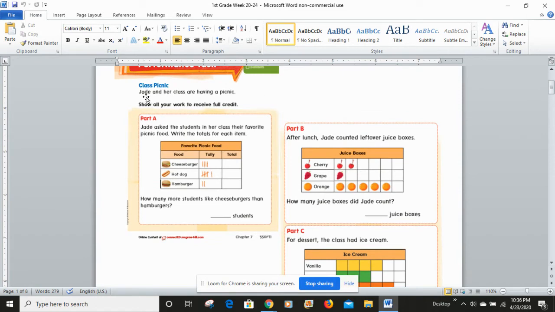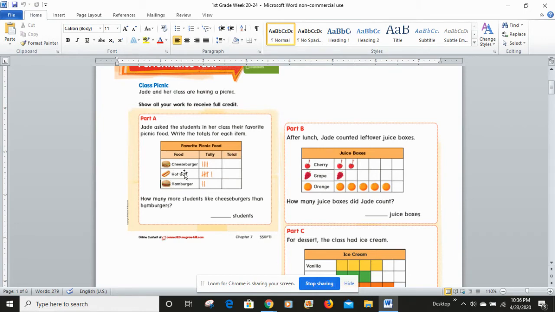It says, class picnic. Jade and her class are having a picnic. Show all your work to receive full credit. Part A. Jade asked the students in her class their favorite picnic food. Write the totals for each item. You can see in this column there are no totals.